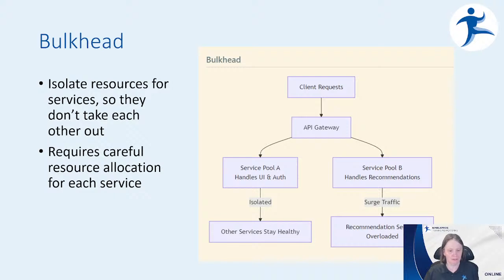Similar deal here. So let's say we have UI and author in one pool, and our recommendation engine is in another pool. Are UI and author happy? All those services do not rely on the recommendations directly. So those are fine. But recommendations is having issues, and it's overloaded. So with bulkhead, when you separate them like that, you make it so that you're only impacting a small section.